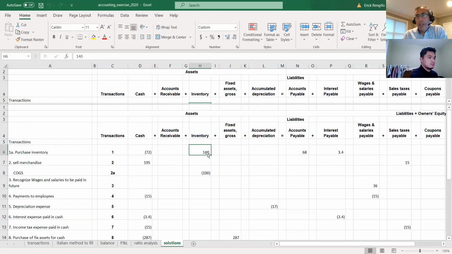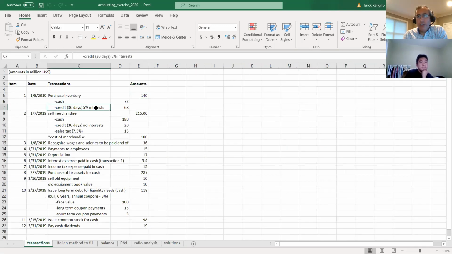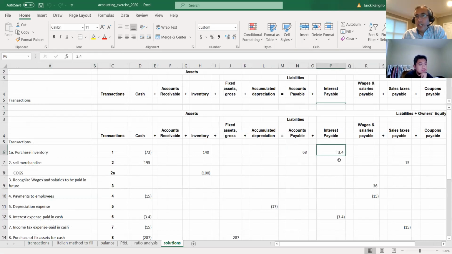So how do I buy my inventory? Cash and accounts payable. Do you agree? However, we have a 5% interest rate. That is not in the numbers here, but they tell you they're going to charge you 5%. And remember, guys, this is a very short-term loan or credit. So this implies that this 5% needs to be considered in your solution. So that's why I include this 3.5, which is 5% of 68.